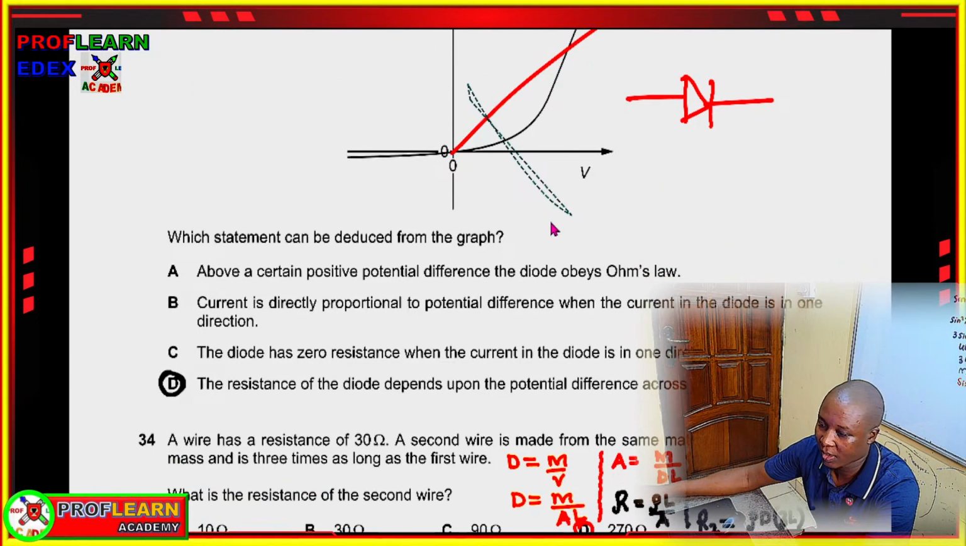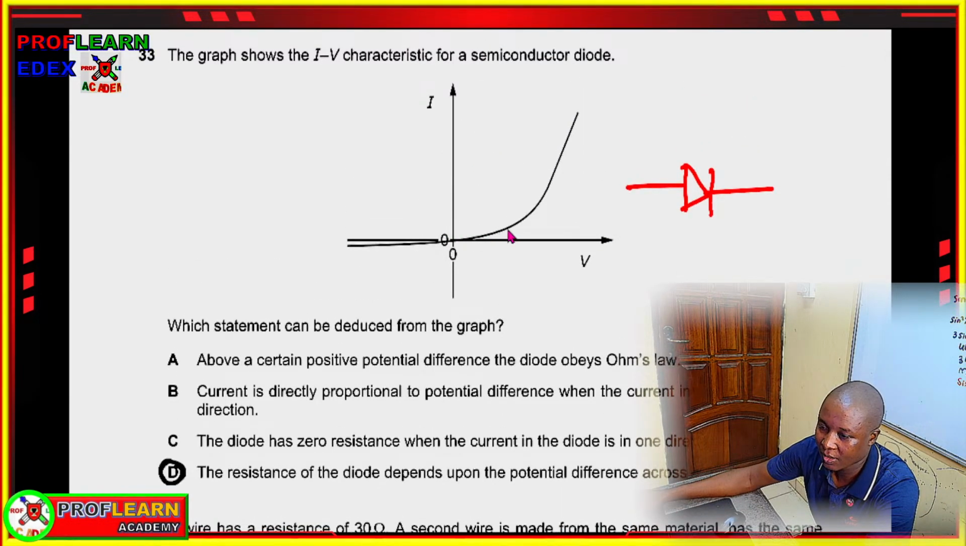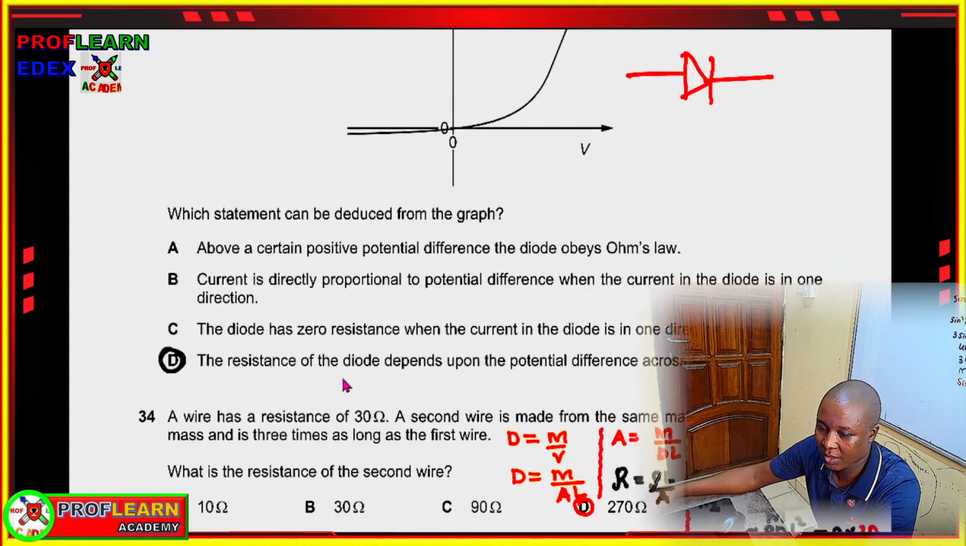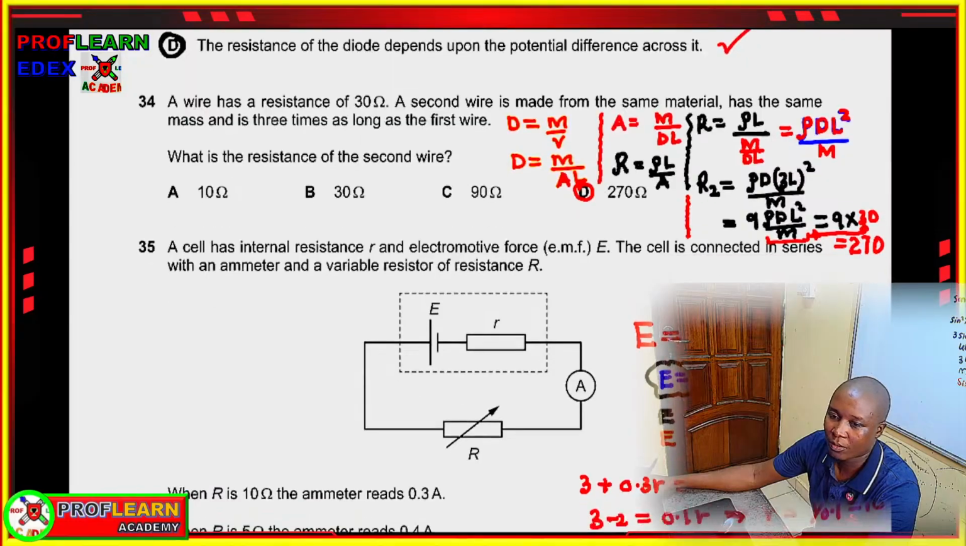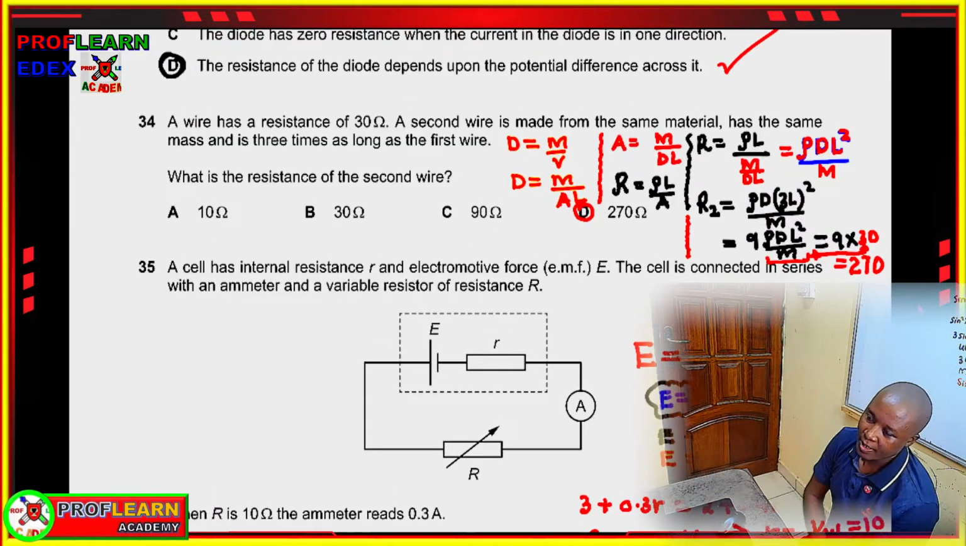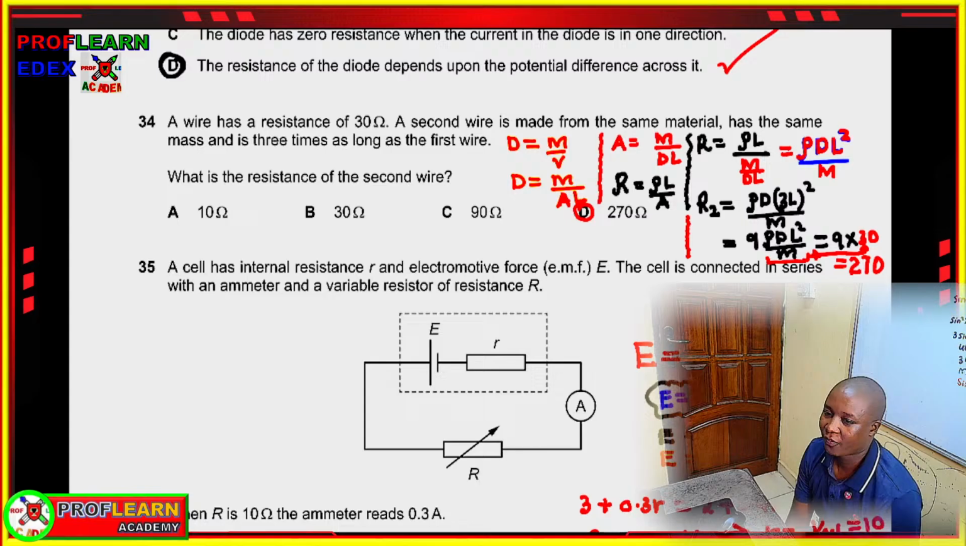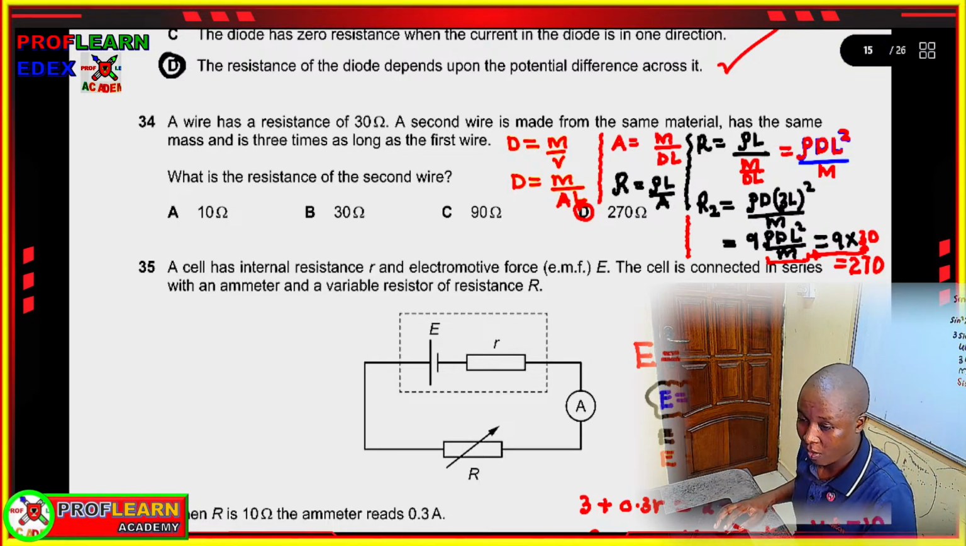Diode has zero resistance when the current is in one direction. That's not the case, because you can see here there is current in this direction, and also in the opposite direction current can be read at a given point. So we can say the resistance of the diode depends on the potential difference across it, and that is going to be our answer, D. Sometimes you'll be asked a question in MCQ and you wonder, am I doing all this for just 1 mark? No worries, that's life.